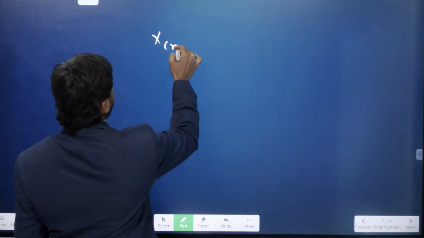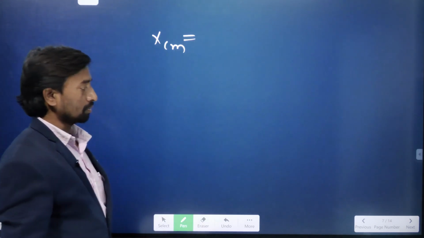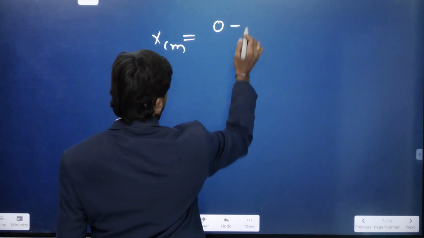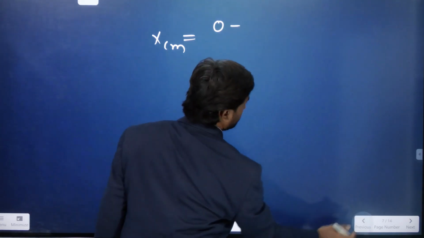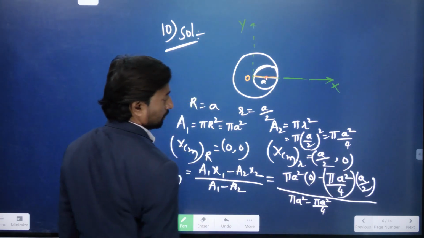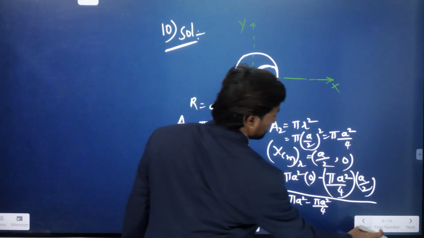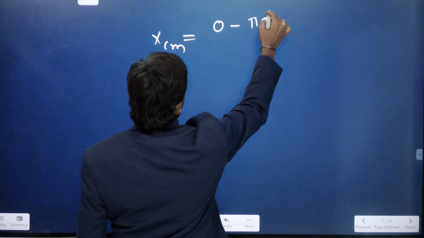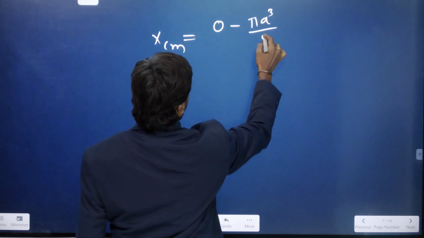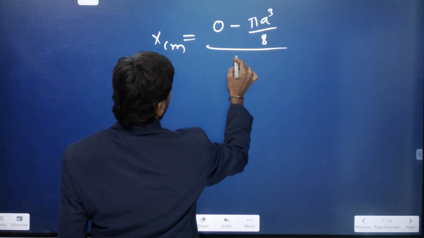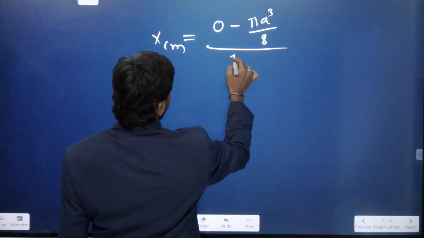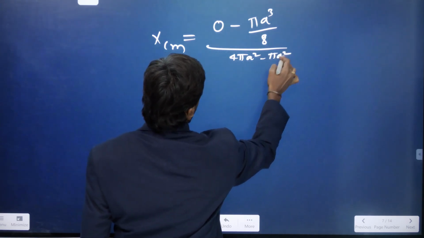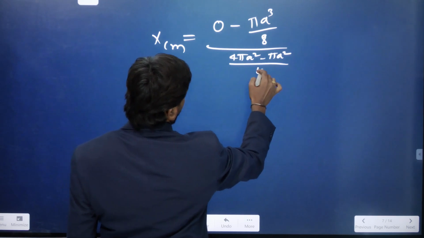So xcm is equal to, here this has become 0, and minus what we got there previously, pi a square by 4 into a by 2. So here we will get pi a cube by 8, whole divided by pi a square minus pi a square by 4.